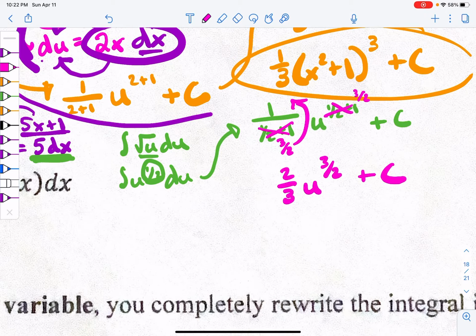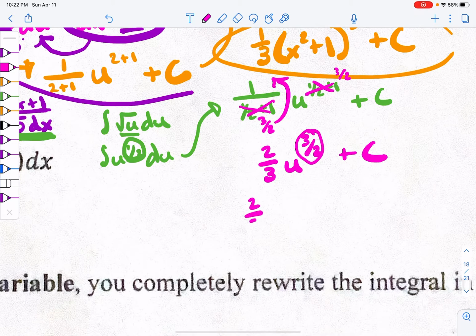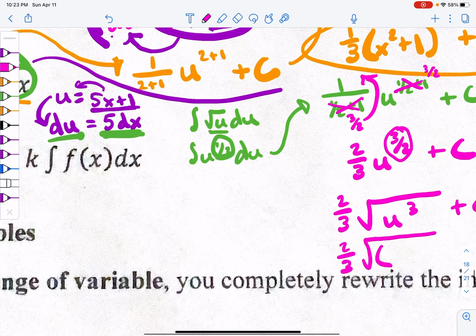The only other thing that I need to do is I could switch this thing back to the square root. So this would be 2/3 the square root of u to the 3rd power plus c. And then the last thing that I need to do is plug in whatever u is. So I've got my u is 5x plus 1.